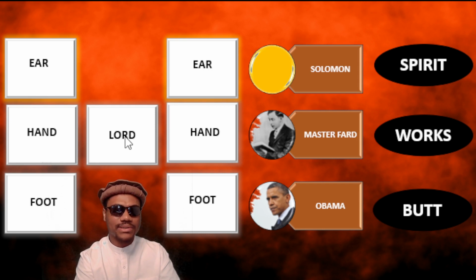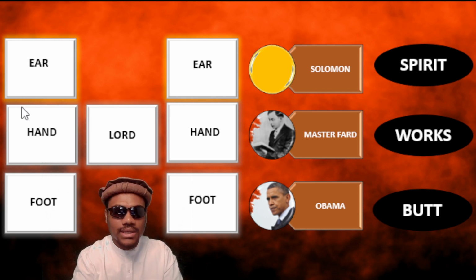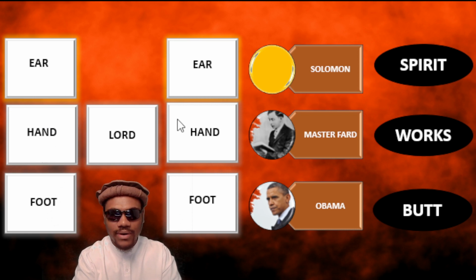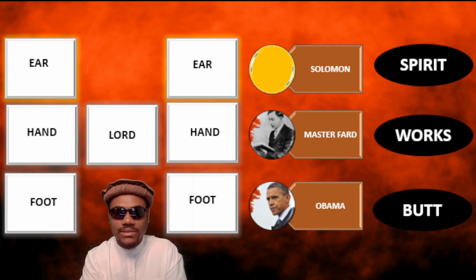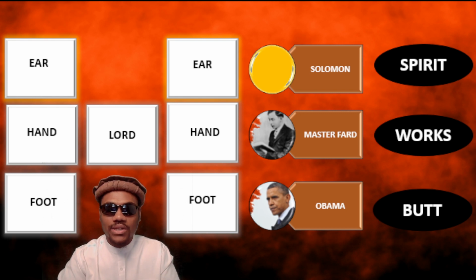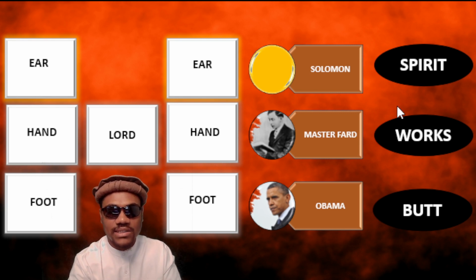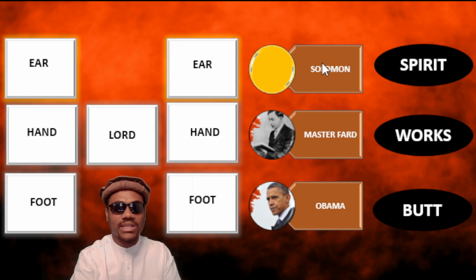Then you have your torso here, where the Lord is, and you got your hands. Your hands are connected to your body. You know what I'm saying? So you got your hands right here. And then you got your legs and your butt, and your feet are connected to your legs and your butt. So this is the identification of who's speaking to who, because you'll see it. The Spirit is always speaking to the ones with the ears.